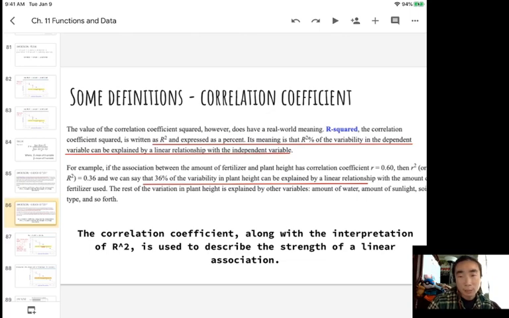So in this case, if you had an experiment and you had an R-squared value of 0.36, you can say 36% of the variability in plant height can be explained by the linear amount of fertilizer used. Right, but that's not all that's in there. They could have other things.